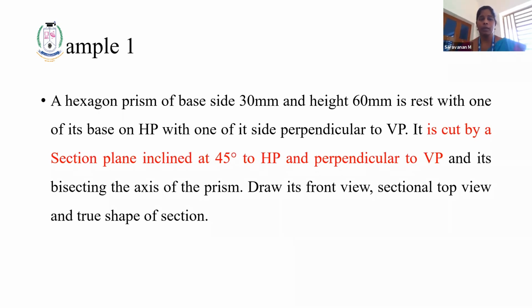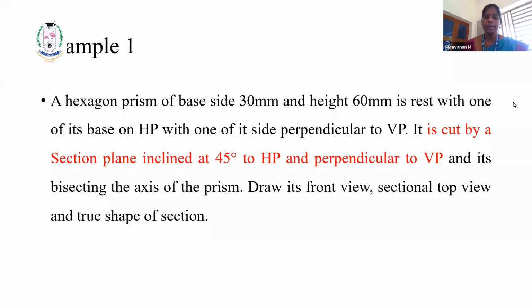So the problem: a hexagonal prism of base side 30 mm and height 60 mm is resting with one of its bases on HP with one of its sides perpendicular to VP. It is cut by a sectional plane inclined at 45 degrees to HP and perpendicular to VP, and it is bisecting the axis of the prism. Draw its front view, sectional top view and true shape of the section.